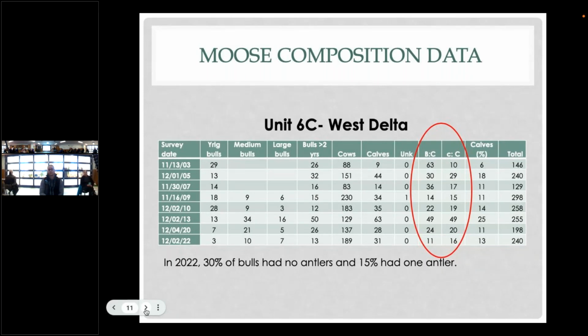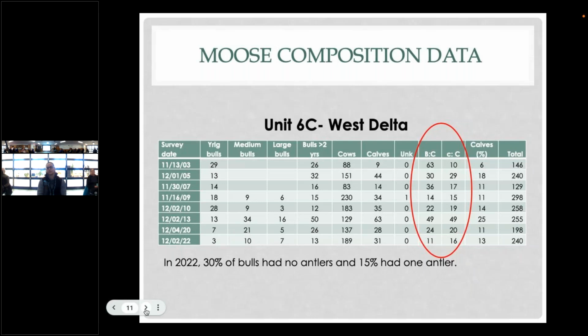This year when I went, I saw 11 bulls per 100 cows, 16 calves per 100 cows. But I think this result was really affected by early antler drops. So 30% of the bulls I saw had no antlers at all. I could see pedicle scars, a little red spot on the side of their head, and 15% had only one antler. Anytime you see this amount of antler drop, your chances of having misclassified a bull and a cow is very high. And the fact that this calf-cow number was low suggests that I was misclassifying bulls as cows.